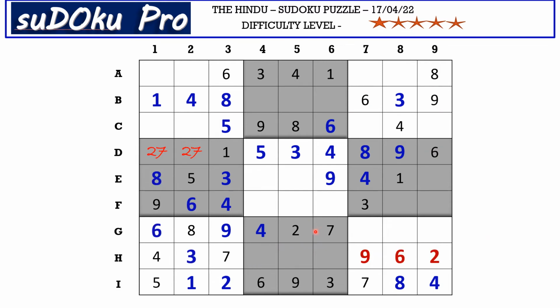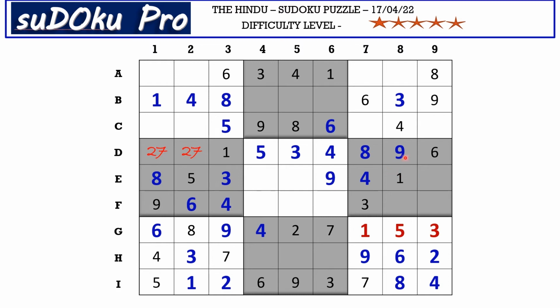Let's try to fill this block. There are only 3 empty cells and the missing numbers are 1, 3 and 5. There is 1 and 3 in column 8. So G8 takes 5. There is a 3 here. So G7 takes 1 and G9 takes 3.